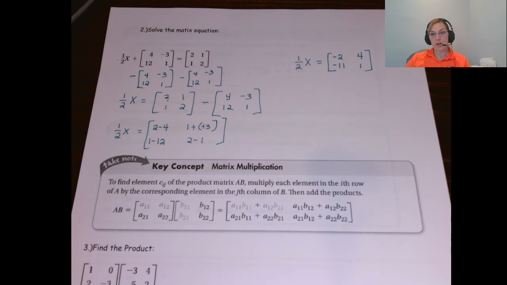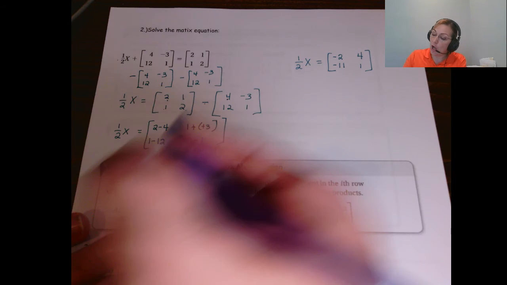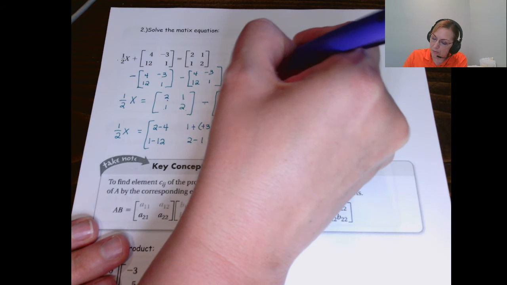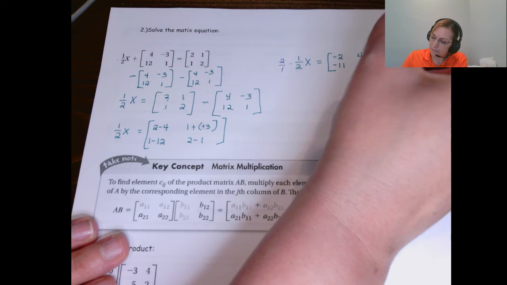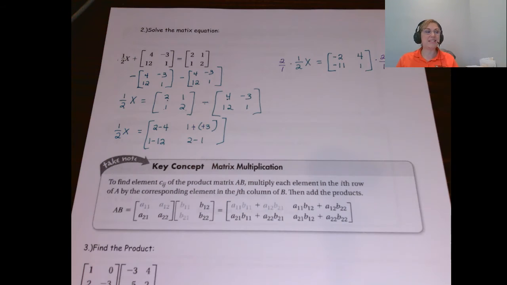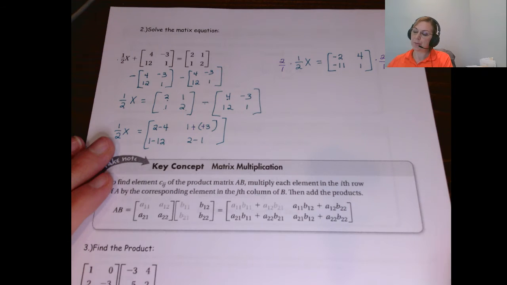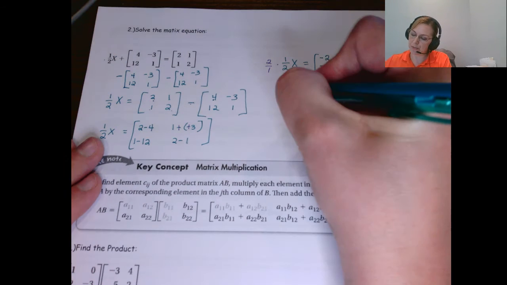Now, we've got to get this 1/2 off of there. So the opposite of multiplying by 1/2 is to divide by 1/2. But we can take a shortcut because multiplying by 1/2, the opposite of that is also to multiply by 2 over 1. So we're going to multiply by this scalar. Now multiply the matrix by 2.